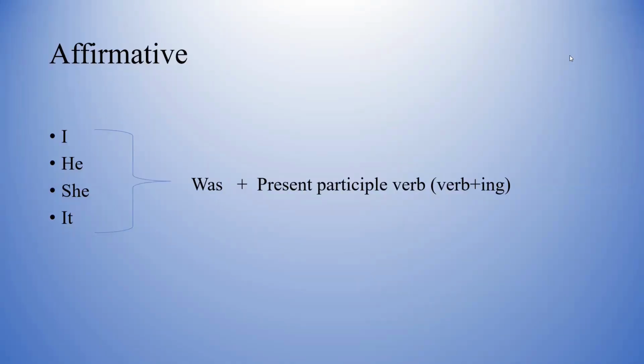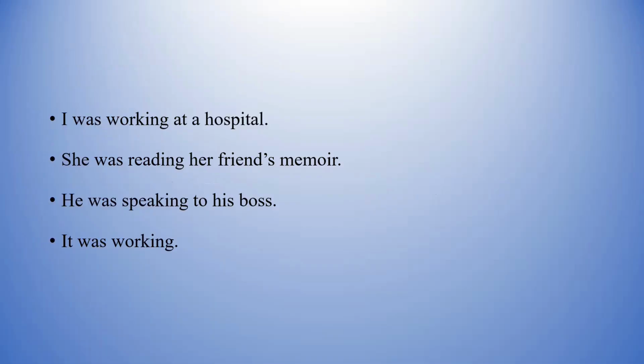Now let's discuss sentence structures. First one, affirmative sentence structure. With I, he, she, and it, we use was plus present participle verb. It means verb plus ing. Now look at the examples. I was working at a hospital. She was reading her friend's memoir. He was speaking to his boss.